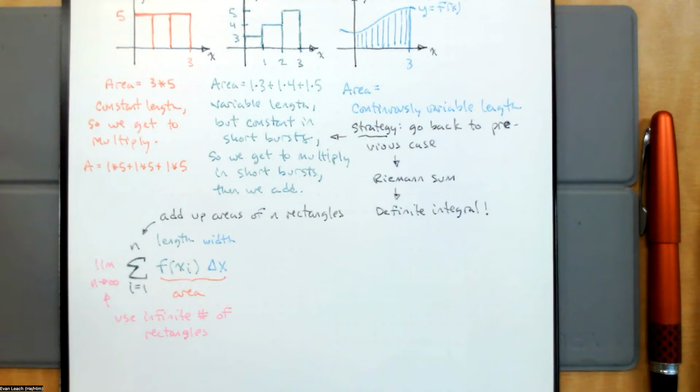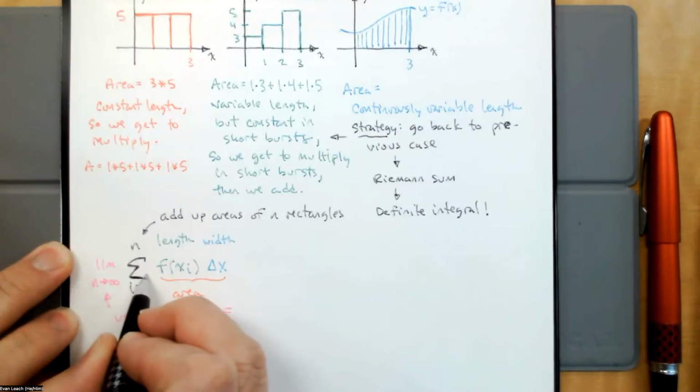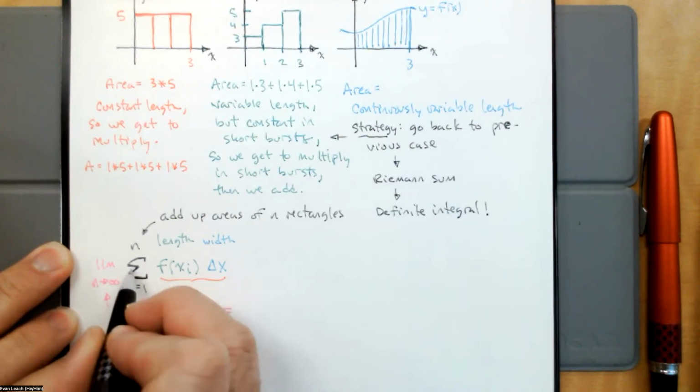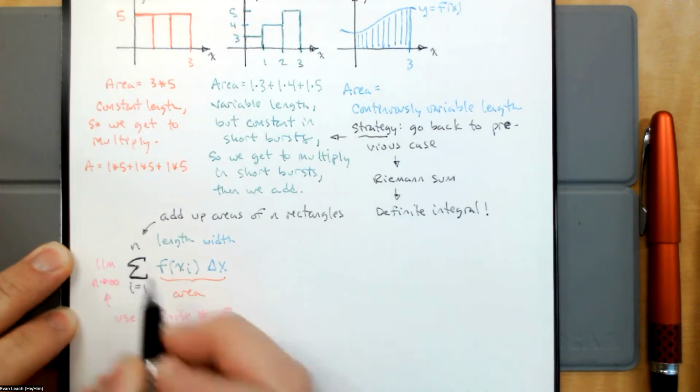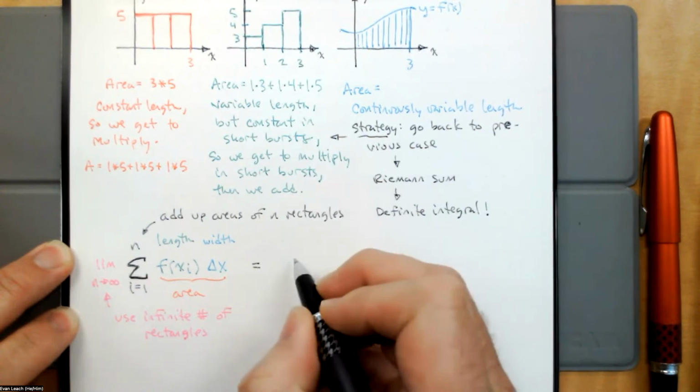Fortunately for our heroes, calculus has come along and we're like, oh, dude, if we have an infinite number of rectangles, there's nowhere to put the plus signs. We can't put plus signs in a continuum because there's no next term. There's no next real number. So fortunately for our heroes, this is a definite integral.